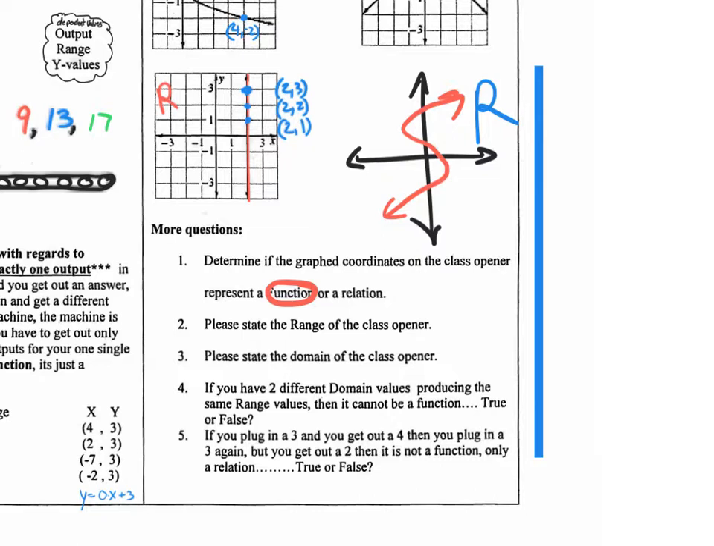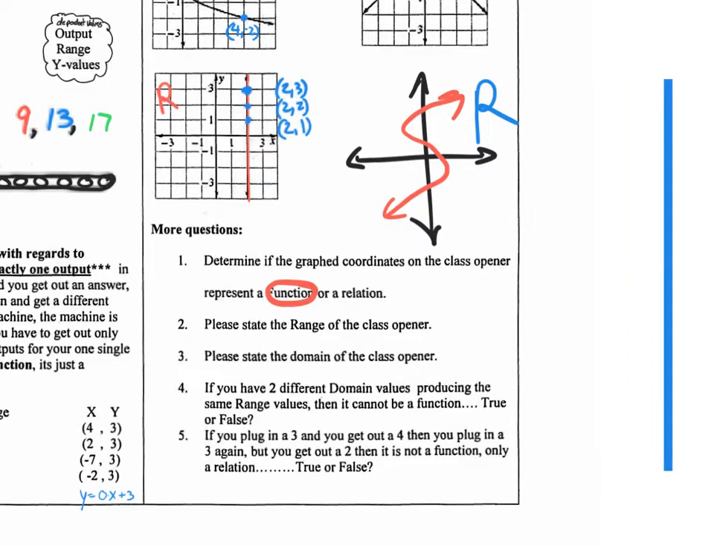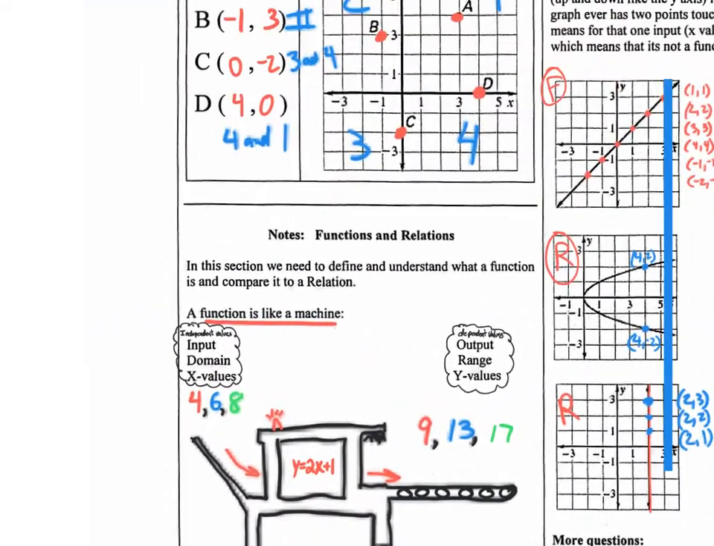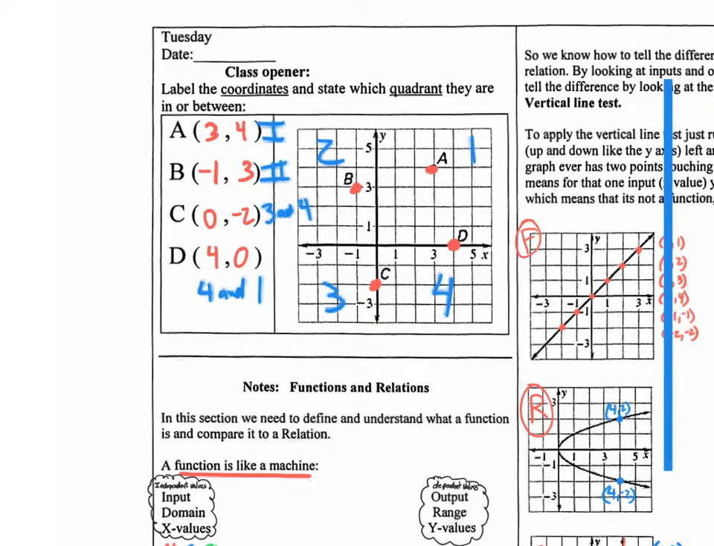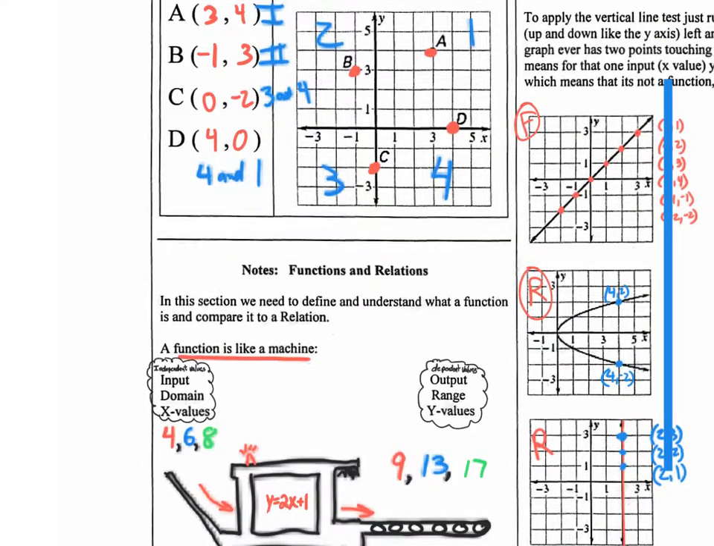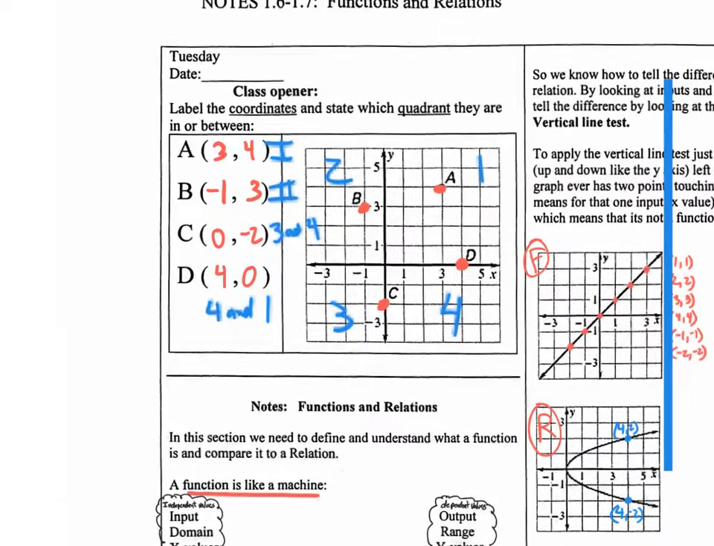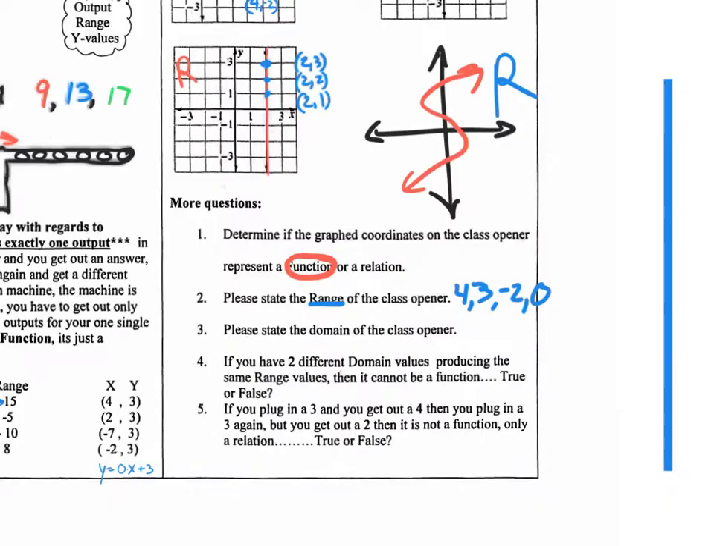Please state the range of the class opener. Now this is super easy, and this does come out on the quiz. Let's go back to the original, and let's state the range. Guys, remember that all these words mean the same thing. Output, range, Y values, dependent values, all those mean the same thing. So when I say state the range of the class opener, I'm telling you to state the Y values of the class opener. 4, 3, -2, and 0. So let's write that down over there. So there it is. My range is 4, 3, -2, and 0.